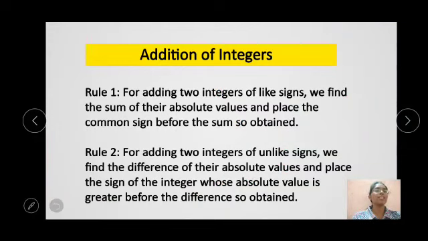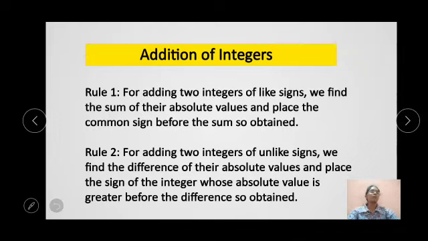Nextly, addition of integers. For this we have some rules. First rule, for adding two integers of like signs, we find the sum of their absolute values and place the common sign before the sum so obtained. Then secondly, rule 2. For adding two integers of unlike signs, we find the difference of their absolute values and place the sign of the integer whose absolute value is greater before the difference so obtained.